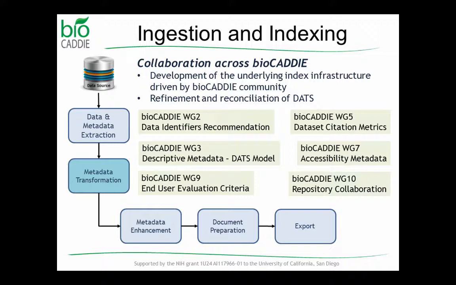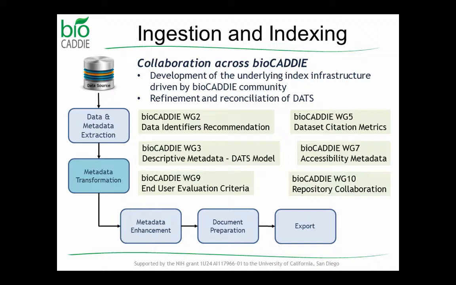There have been a lot of collaborations across BioCaddy that pull into the ingestion pipeline. Accessibility metadata, Workgroup 7, has been incorporated into the curation process. This is something that not a lot of repositories specify in the metadata they provide. So there are some areas of the metadata marked as important that are in DATS but aren't in the standard metadata that one gets from repositories.